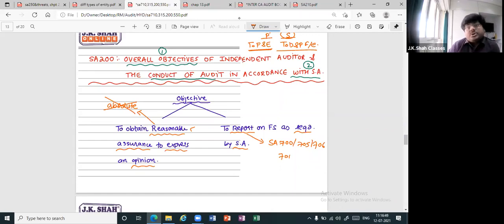700, if you remember, was to give an opinion. 705, modify. 706, two paragraphs. And 701 was on key audit matters, KAM, the key audit matters paragraph. So we have already done the different types of report. But yes, the objective of this standard is, firstly, the auditor should obtain a reasonable assurance so that he can form an opinion. And next, he has to report, and he has to report as per the required standards on auditing. All cool? All cool.